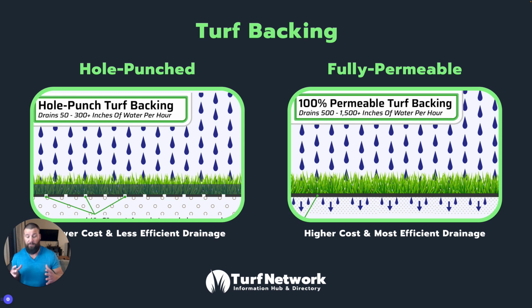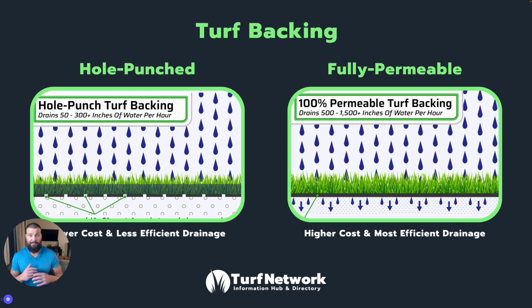But a fully permeable backing doesn't have holes punched through it. The backing itself, from edge to edge, is permeable. So water is able to pass through any point in that backing. And more importantly, dog urine is able to pass through any point in the backing. So the fully permeable backing is a much more efficient drainage system to have on a turf product.